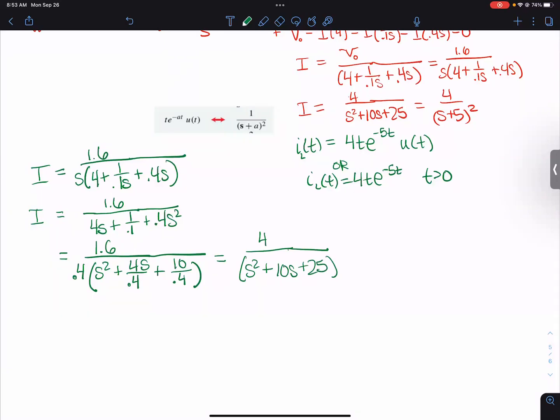Okay, yeah, thanks for slowing me down for that one. You want to make sure that you're trying to get the form to match up with something in the table itself. So that's why I was trying to get it down to a factorable form.